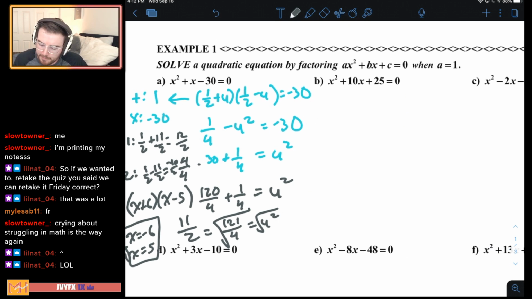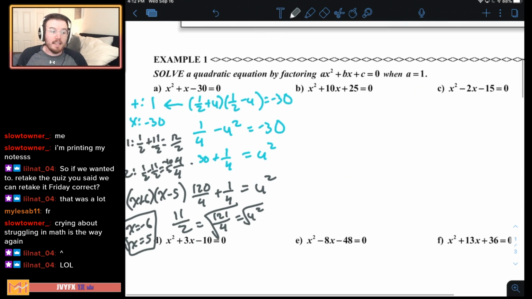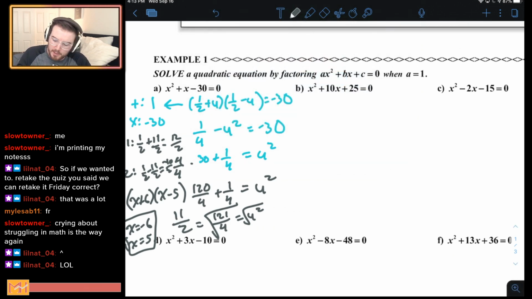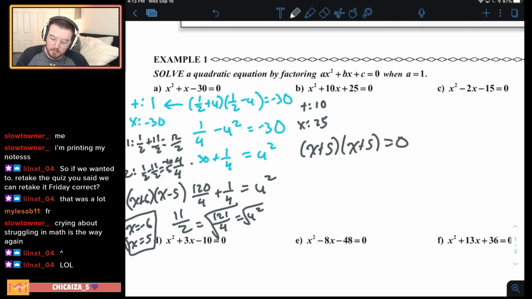And I'm going to do it again. Like I said, the guess and check method can be easy on some of these. What two numbers add to 10 and multiply to 25? 5 times 5 is 25. 5 plus 5 is 10. So those two numbers are 5 and 5. I'm done.